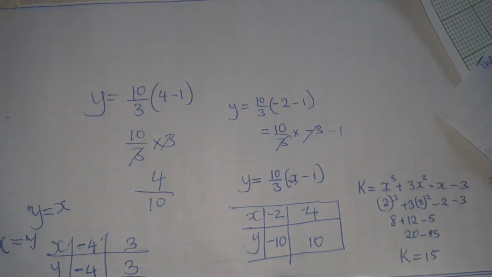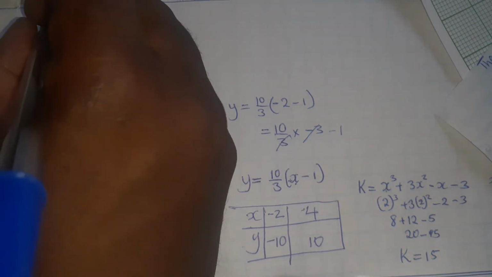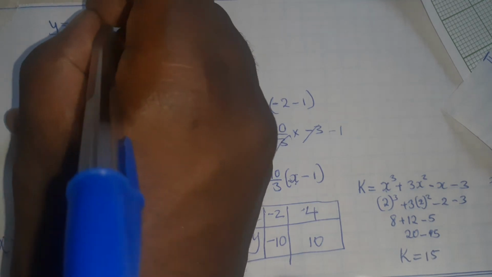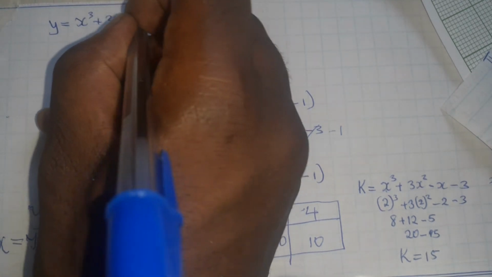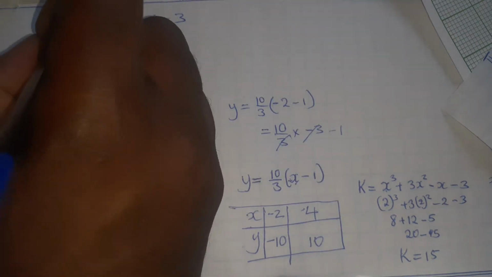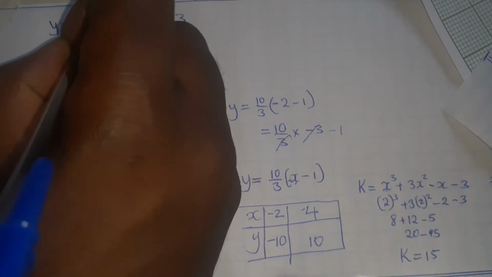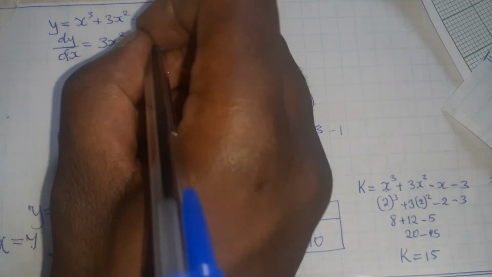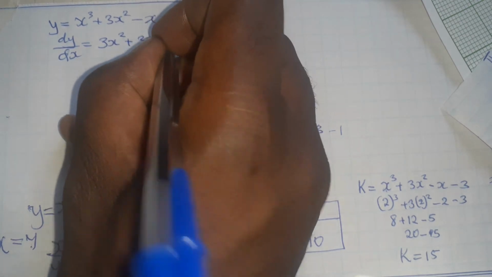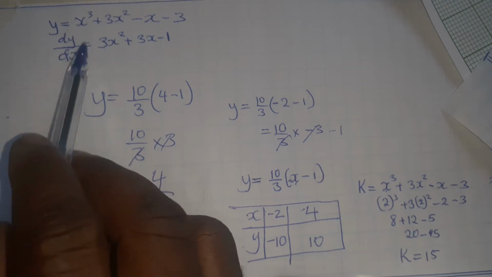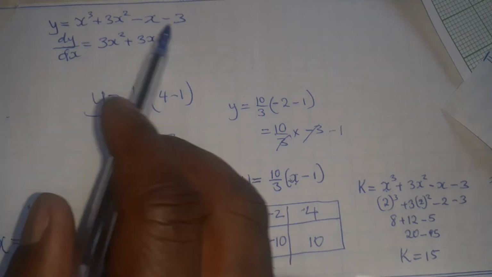So y is equal to x cubed plus 3x squared minus x minus 3. Okay, so we need to find the derivative of this one, dy dx. What is it? This will be 3x squared plus 3x minus 1. A constant gives us 0. You need to know how we find the derivative. You can check on this.